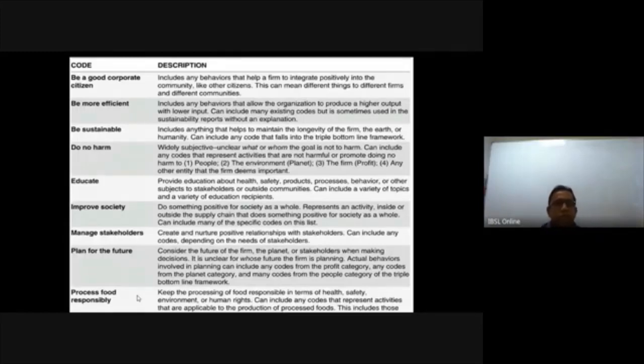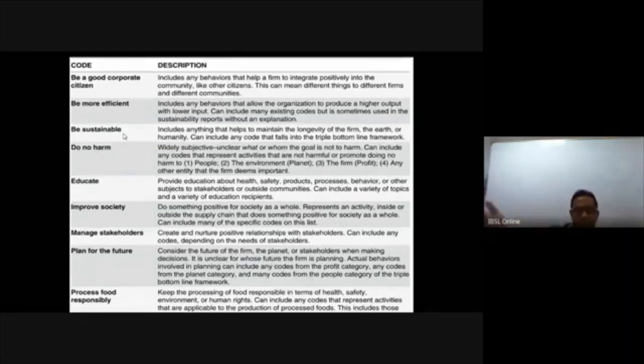You can go through it, there are a lot of details in this, but to summarize, to be a good corporate citizen, you would have known a lot of organizations today focus on corporate social responsibility activities. To become a good corporate citizen, organizations will do a lot of corporate or CSR activities. Being more efficient, there's no question about it, any organization will have to be efficient. Be sustainable, which includes anything that helps to maintain the longevity of the firm, the earth or humanity, under the triple bottom line framework. So I told you, we have to sustain as an organization if we are to continue to be in business for the next 100 years.